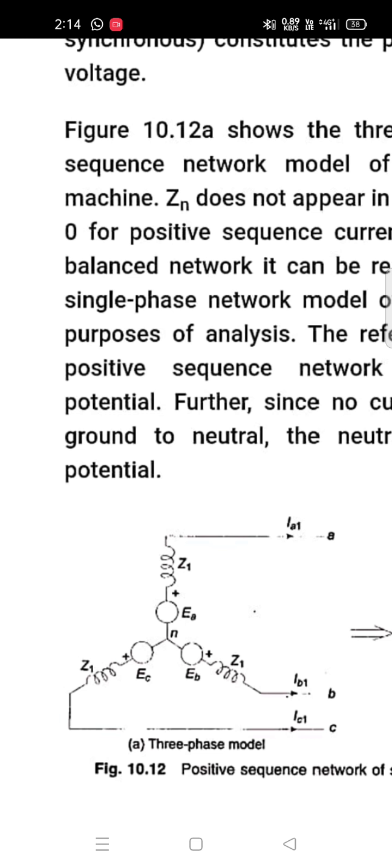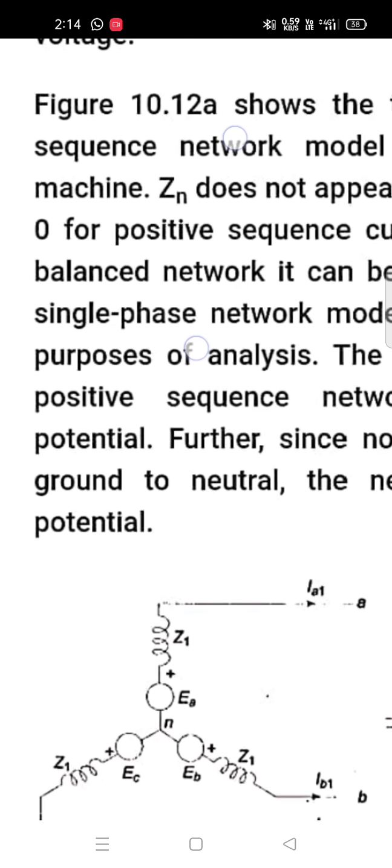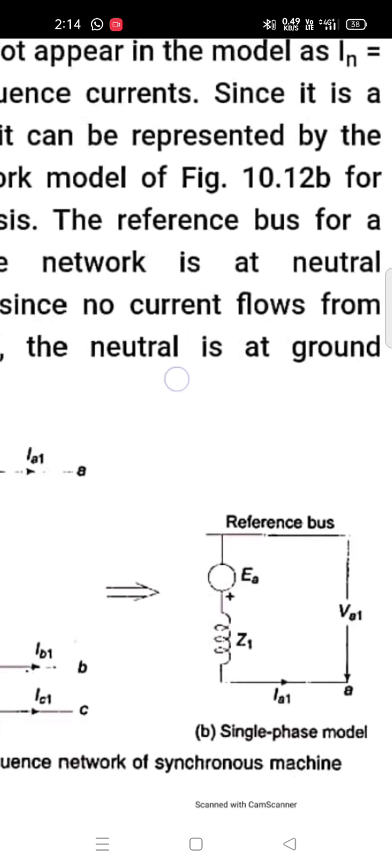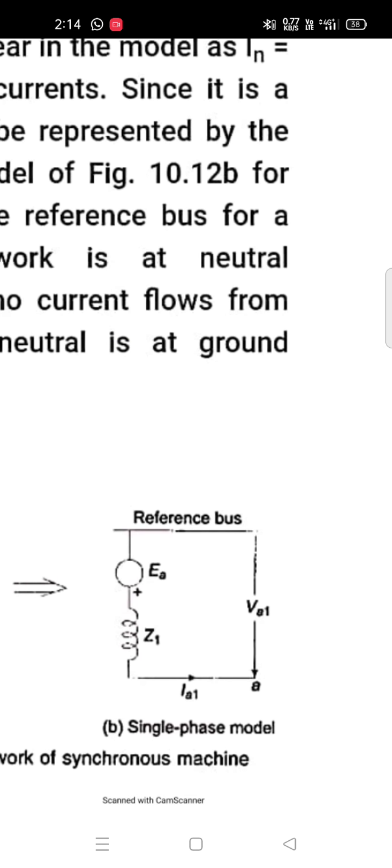Here figure A shows the 3-phase positive sequence network model of a synchronous machine. Zn does not appear in the model, as neutral current is 0 for positive sequence current. It can be represented by the single phase network also, which is shown in figure B. The reference bus for a positive sequence network is at neutral potential. Further, since no current flows from the ground to neutral, the neutral is at the ground potential.